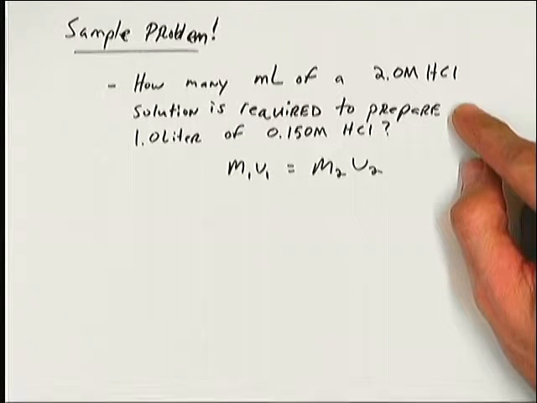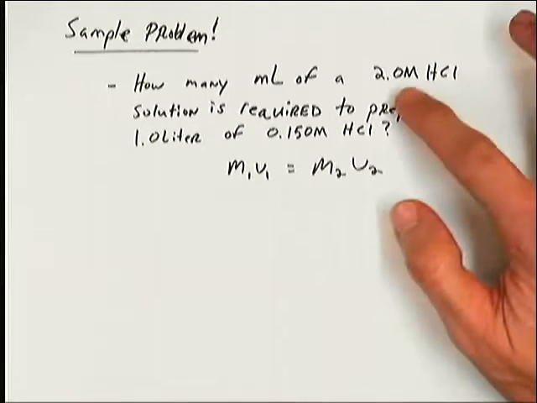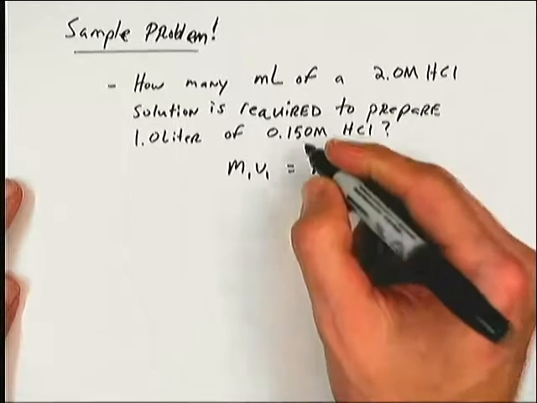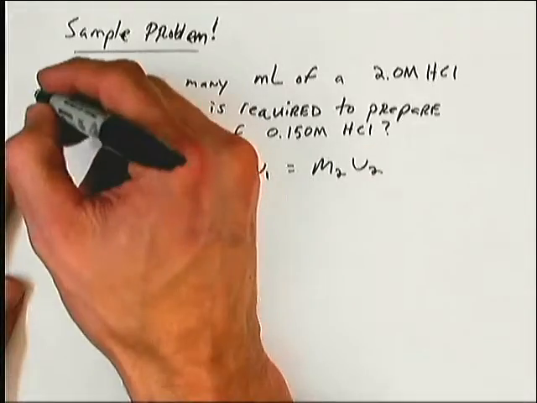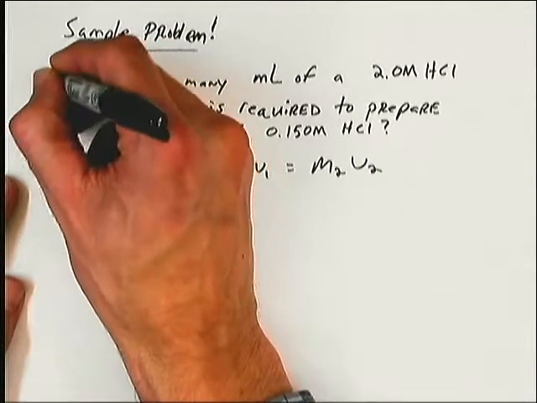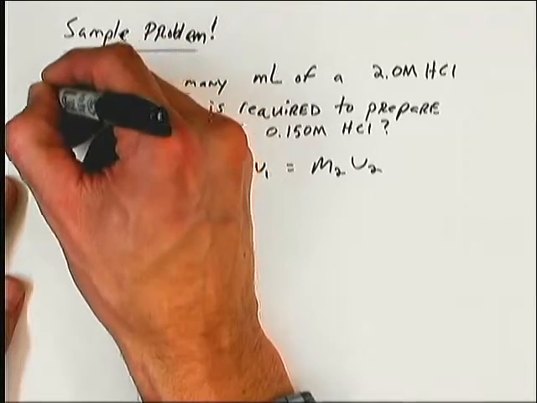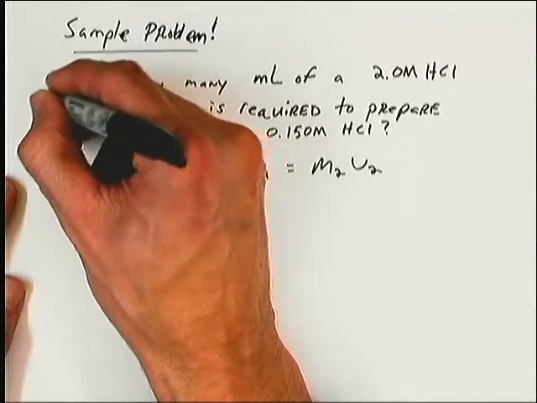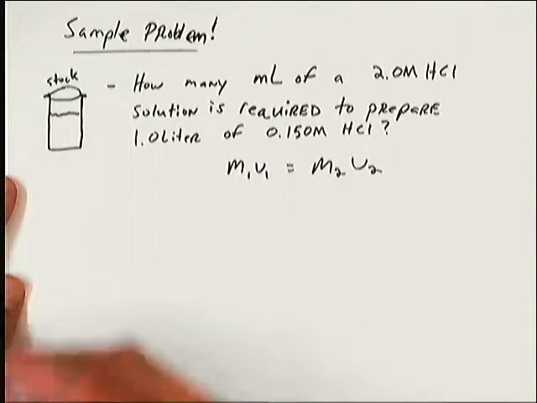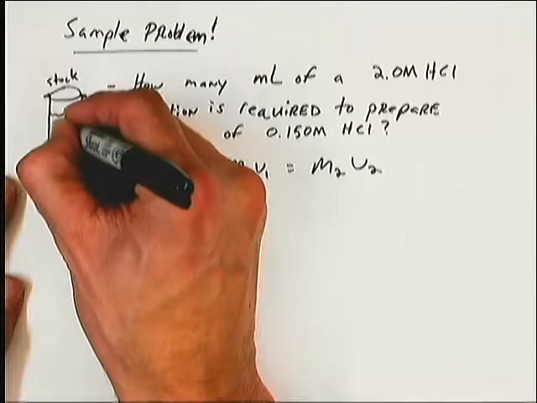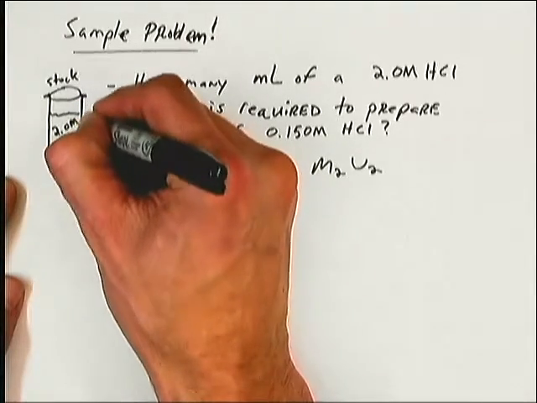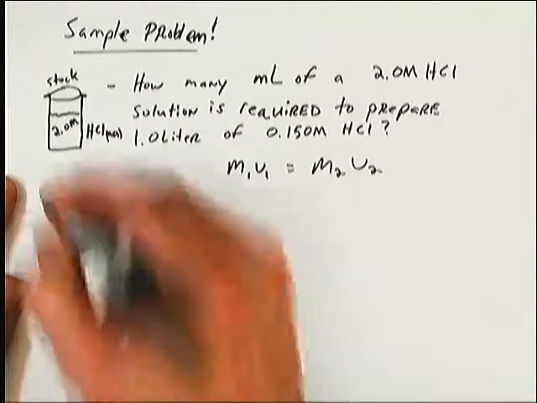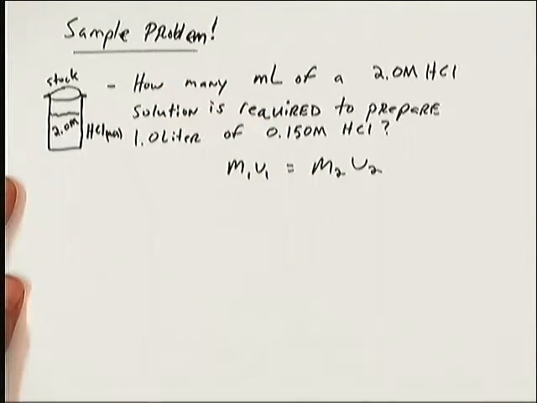Look at our sample problem. How many milliliters of a 2 molar HCl solution is required to prepare 1 liter of a 0.15 molar HCl solution? Okay, so let's review what we've got here. We've got a stock solution. It's the more concentrated solution. It's in our beaker here. This is my beaker with the stock solution. Bear with me, I'm not an artist. I know from the problem that it's 2 molar in HCl, aqueous, 2 moles per liter. I've got some volume of it, let's say enough to get the job done.